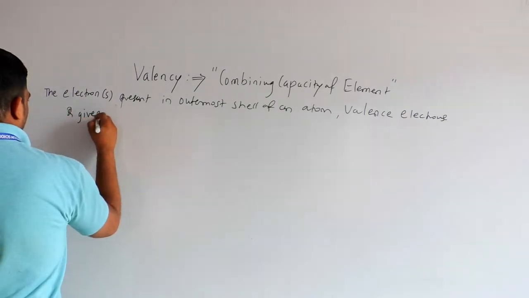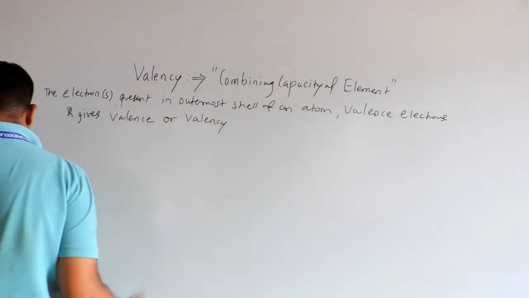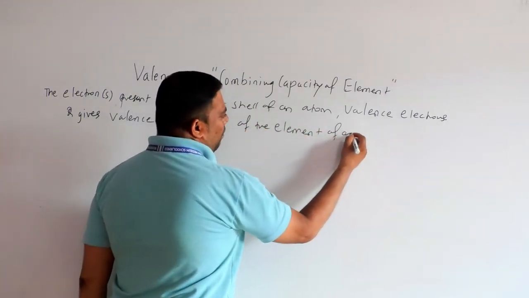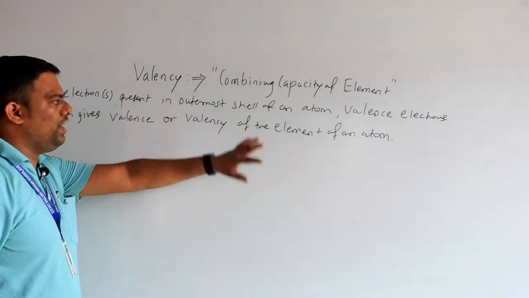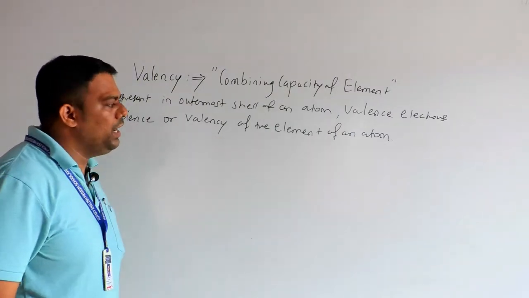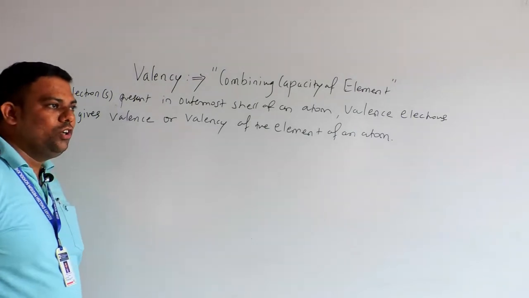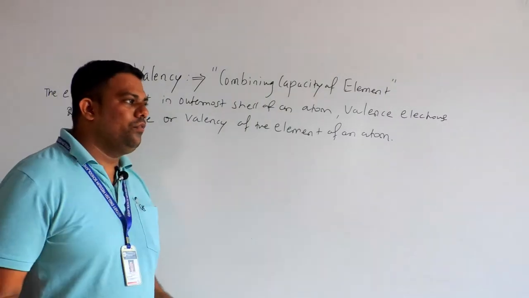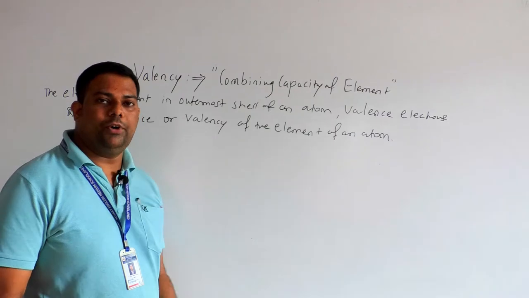Or we can say the valency of the element or atom. Whatever electrons are present in the outermost shell of an atom, we call them valence electrons, and they give the valency of the element. So it is a very important term, valency. On the basis of this valency, we will define so many important things. We get information about the chemical behavior of that particular element.